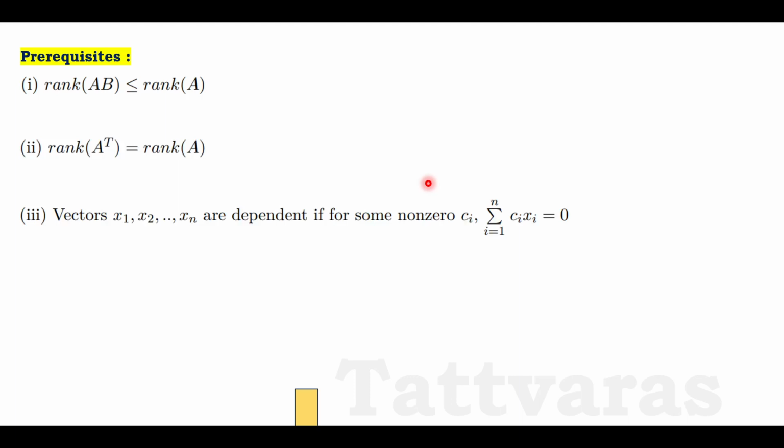Third one is, say any n vectors you have, then those vectors are dependent if and only if for some non-zero ci we have the sum c1x1 + c2x2 + ... + cnxn equal to 0. So if this sum is equal to 0 for at least one ci not equal to 0, then we can say that x1, x2, ..., xn are dependent.